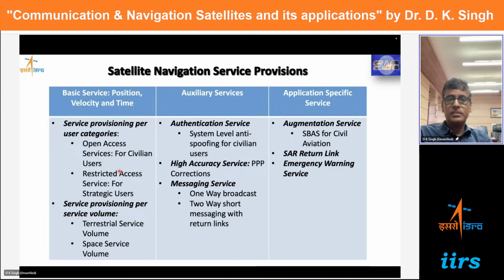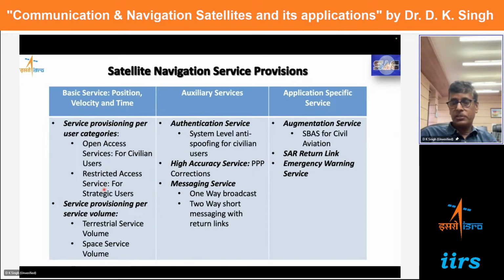Now coming to the satellite navigation services. There are three types of services. One is basic services, which is position, velocity and time. The second is auxiliary service, which is value added kind of services, where authentication is provided. The PVT service, as in the previous one, is open access, it can be used on your cell phone. PVT services are also available.